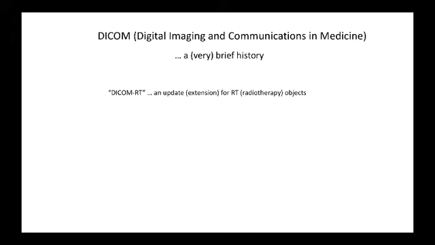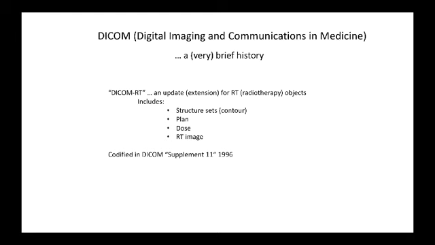systems. Now, in the radiotherapy context, an important development was DICOM RT. So that was an update, an extension for RT, radiotherapy objects. Those included the structure sets, so contours, the RT plan, the RT dose, the RT image. The RT image could be like a DRR or a radiograph. And this standard supplement was published in 1996, and it's become very useful. It started to be used in trials in 2003, and then by 2013, the NCI required that it's used in all trials. So it's also very supportive of the trial structure.